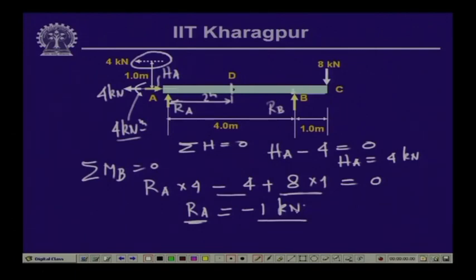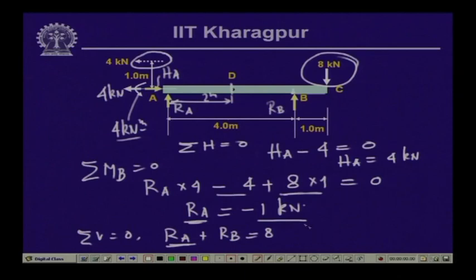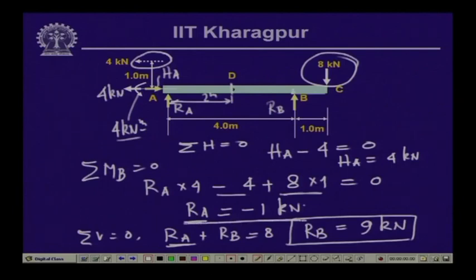Now, if we take the other equilibrium, which is summation of vertical forces equals 0, then R A plus R B is equal to the only vertical force we have, which is 8 kilonewton. R A we have obtained as minus 1, so R B is equal to 8 minus R A, which is 8 minus minus 1, so this is equal to 9 kilonewton. So, the reactive forces are R A equal to minus 1 and R B equal to 9 kilonewton.